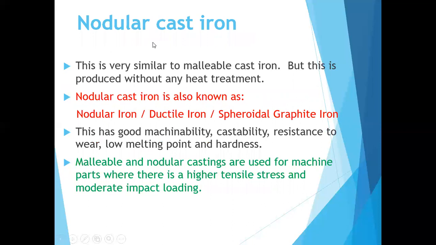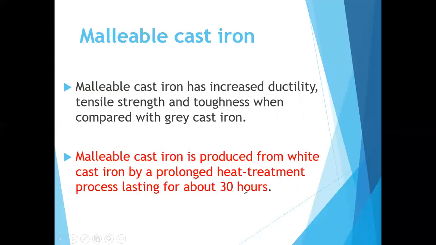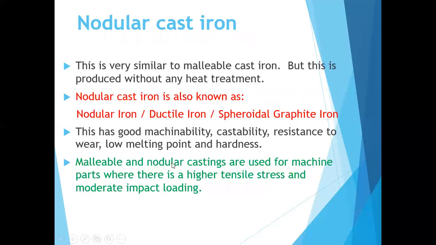Then the fourth and last one is nodular cast iron. This is very similar to malleable cast iron, but it is produced without any heat treatment. Malleable iron is produced by heat treatment on white cast iron. Nodular cast iron is also known as nodular iron, ductile iron, or spheroidal graphite iron.